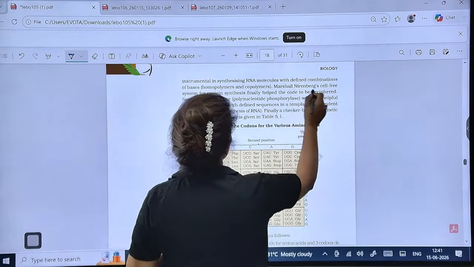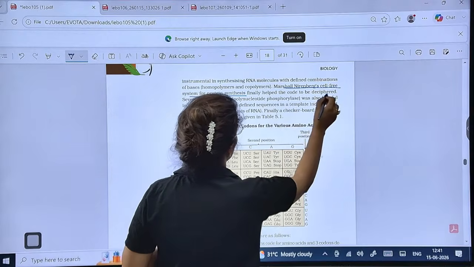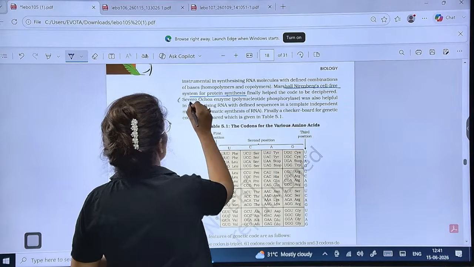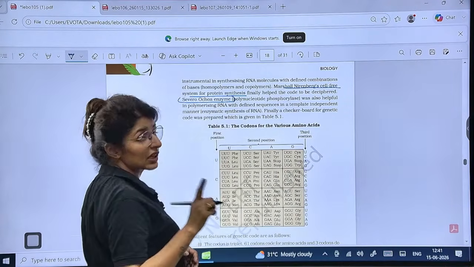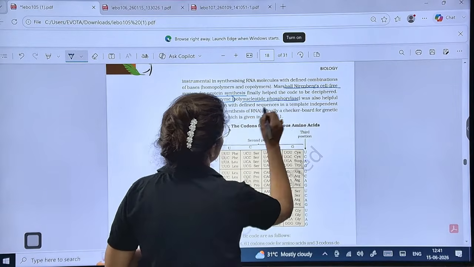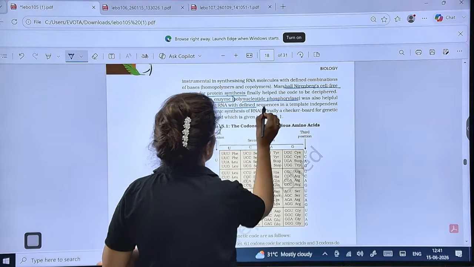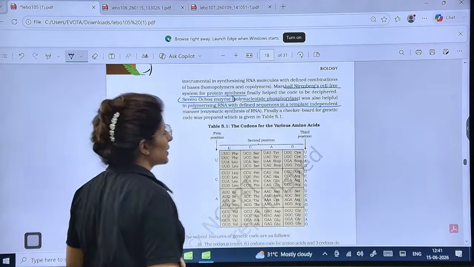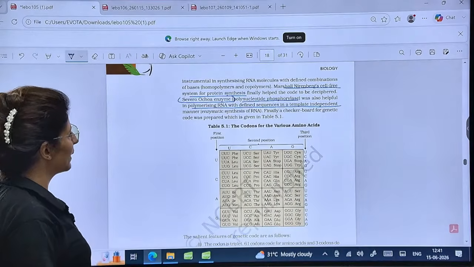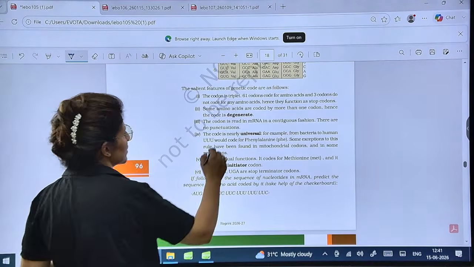Now, Marshall Nirenberg's cell-free system for protein synthesis helped the code to be deciphered. Severo Ochoa's enzyme, polynucleotide phosphorylase, was helpful in polymerizing RNA, which defined the sequences in a template-independent manner. Is that clear? Now, what are the salient features of the genetic code?